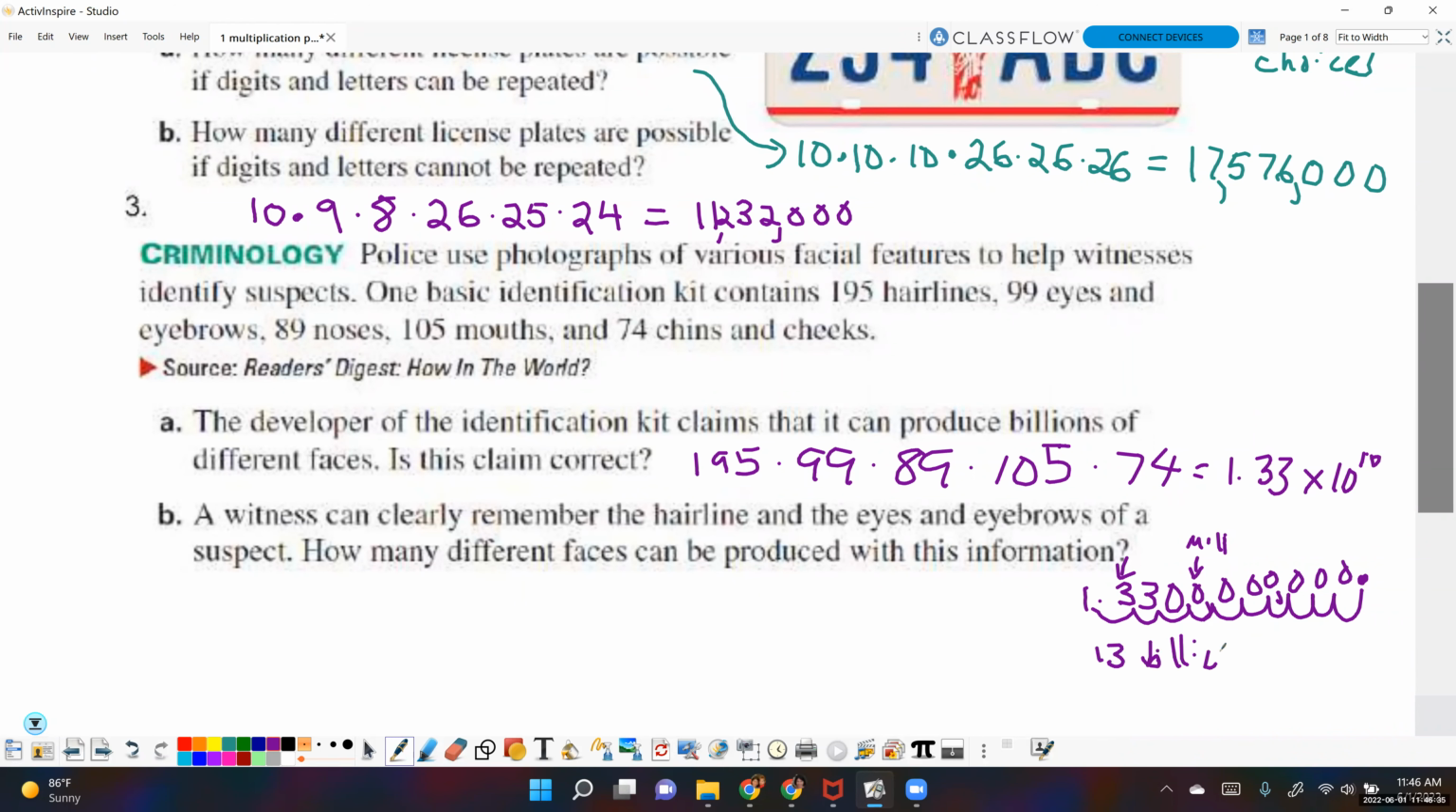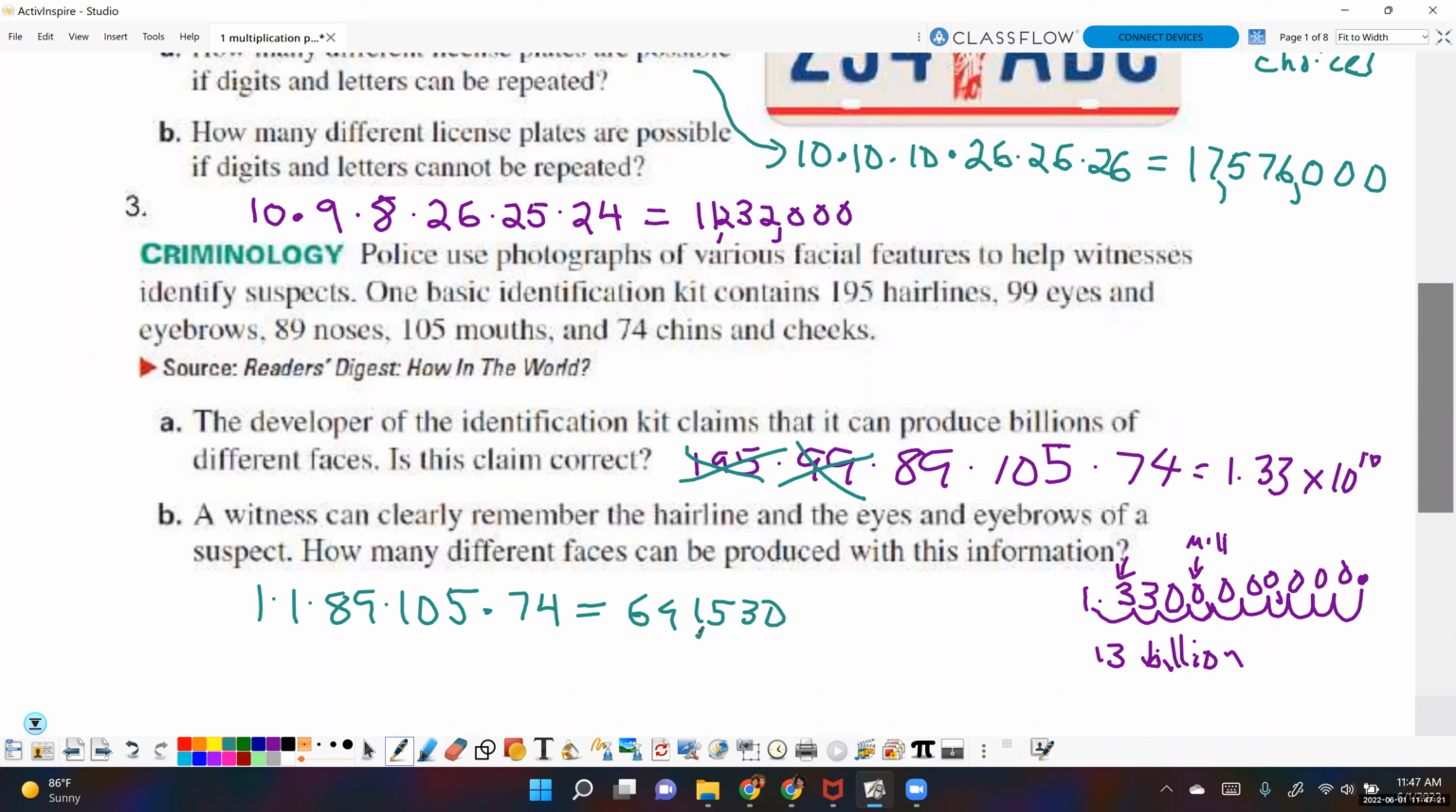Witness can clearly remember the hairline and the eyes and eyebrows. How many different faces can be produced? So I'm going to go back up to my original multiplication set. And I know the hairline, so I don't need that. That's now a 1. And I know the eyes and eyebrows, so that's a 1 because I know what they are. So I'm just going to do 1 times 1 times 89 times 105 times 74. And I get a much more reasonable number, under 1 million.